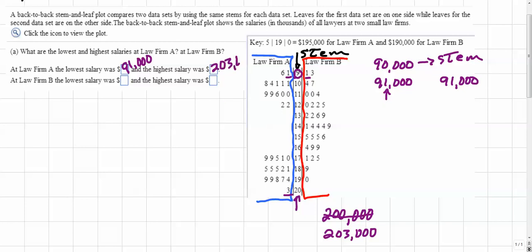And now I need to do the same thing for law firm B. Well, once again, the lowest salary is going to be right here, and that's going to be represented as 91,000. And then the highest salary is going to be right in here for this stem, which is going to give me 190,000. And then what we're going to do is we're going to go ahead and type that information in to make sure that that's what we're looking at.